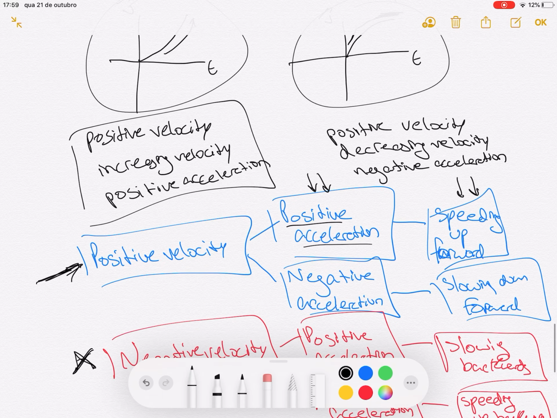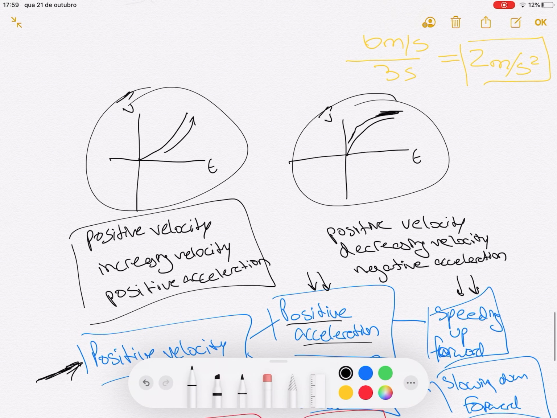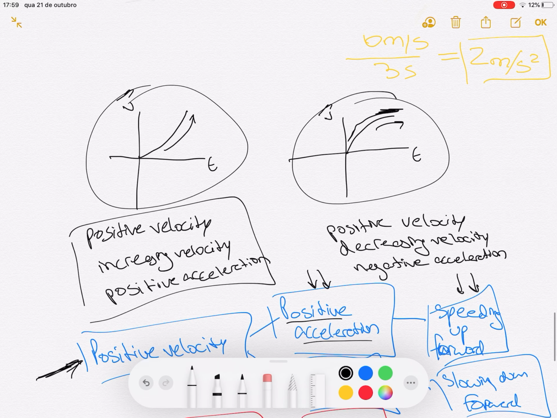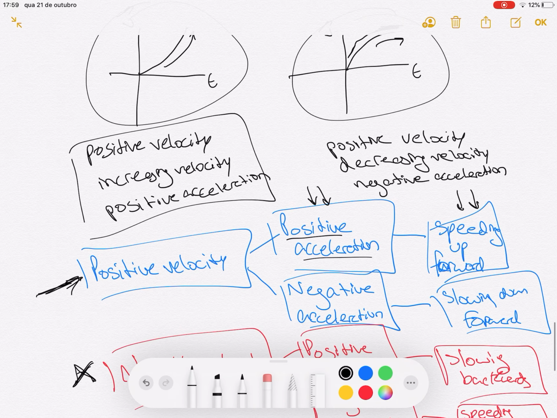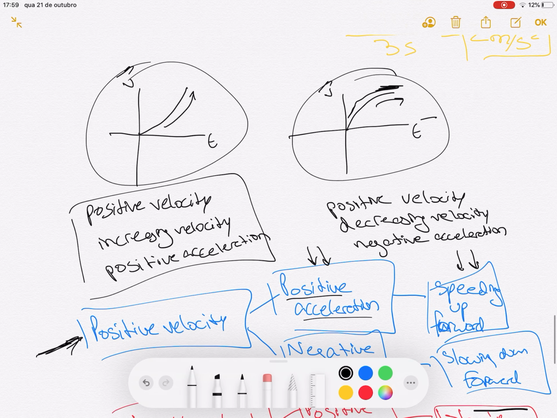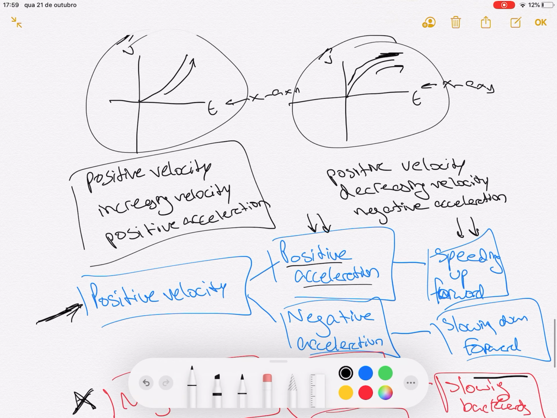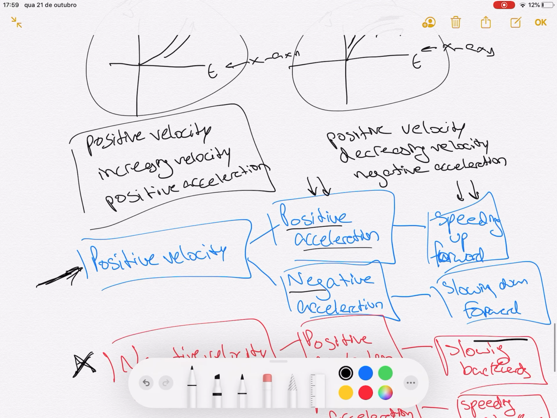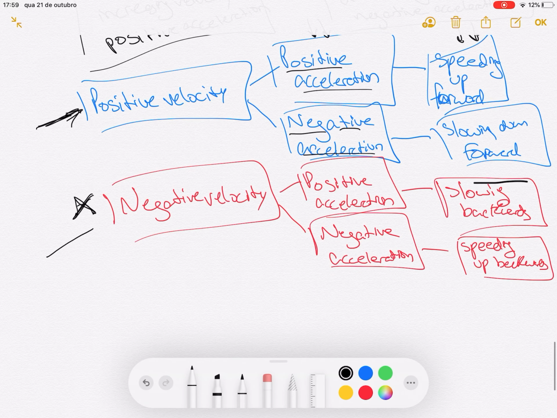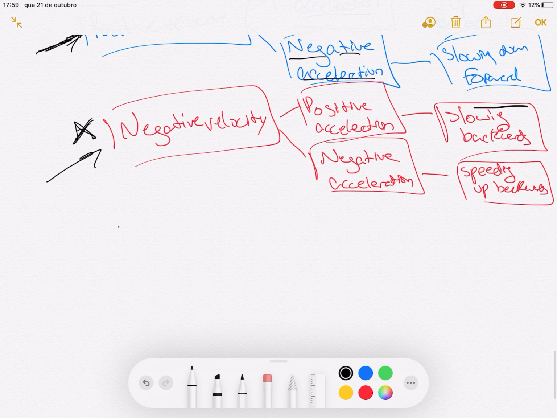And is the object slowing down forward? Well, in this case, yes. And with forward, I mean above the x-axis. So this is the x-axis. And if it's above, then it's going forward. And so it's slowing down forward, which means there is negative acceleration. And so we can write those three characteristics over here. Now, we didn't get to use this part, so let's draw some other graphs.